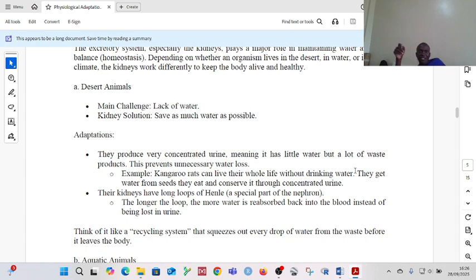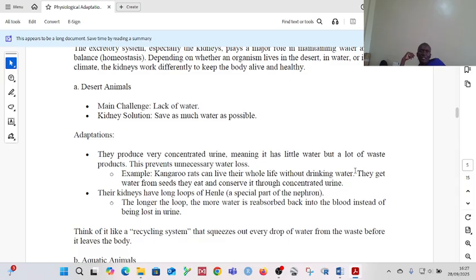Which physiological adaptations does the kidney come up with? One, the animals within the deserts produce very concentrated urine. Very concentrated urine means that the urine has very little water, but a lot of waste products. The importance of that is that it prevents the unnecessary loss of water. Because remember, in a desert, water is already scarce.